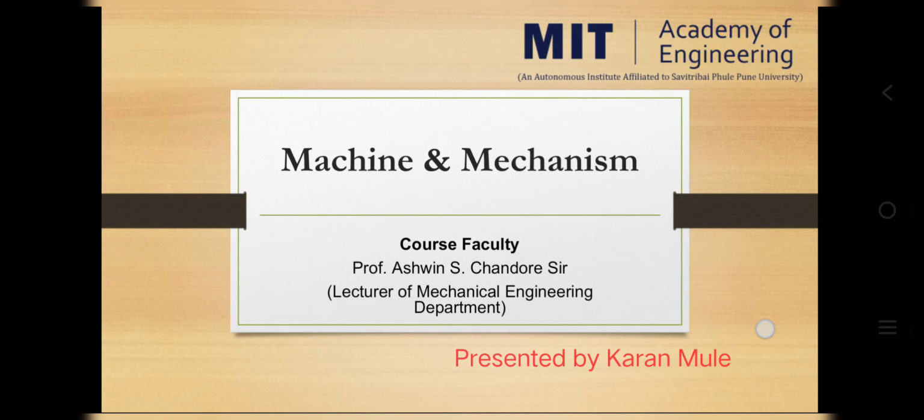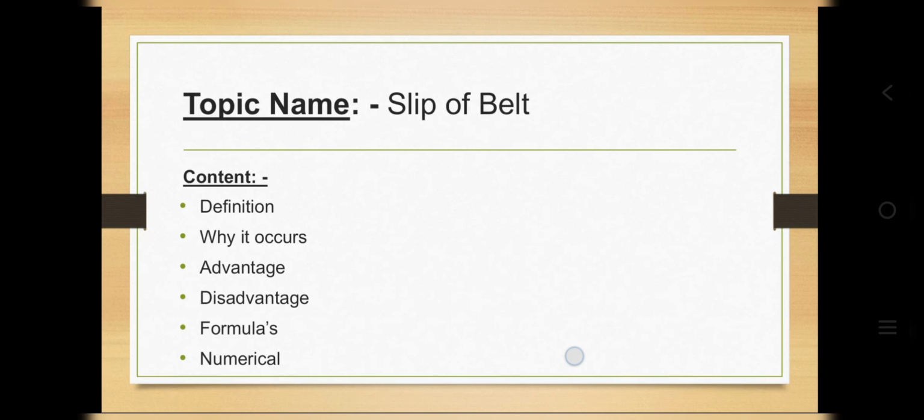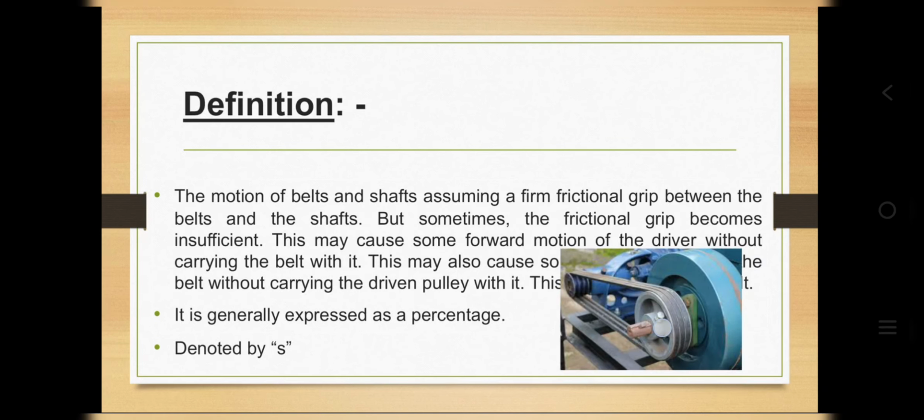Today's topic is machine and mechanism. In machine and mechanism, we learn slip of belt: definition, why it occurs, advantages, disadvantages, formula, and one numerical. Definition of slip of belt.